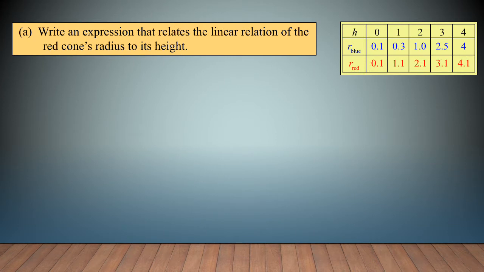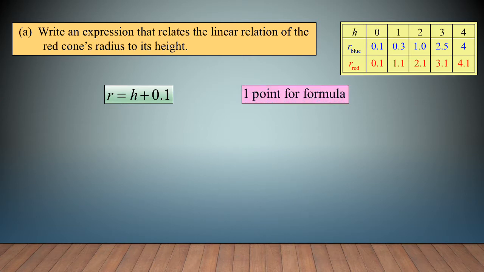Part A reads, write an expression that relates the linear relation of the red cone's radius to its height. This is obvious as r is equal to h plus 0.1. But it is also important because this relationship will be used in other subparts of this question, and it is imperative to get it correct. Just 1 point for getting the formula.